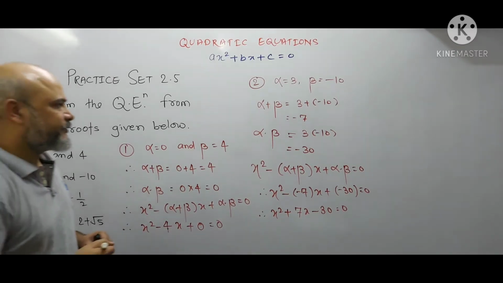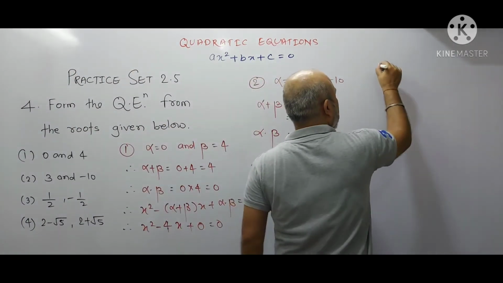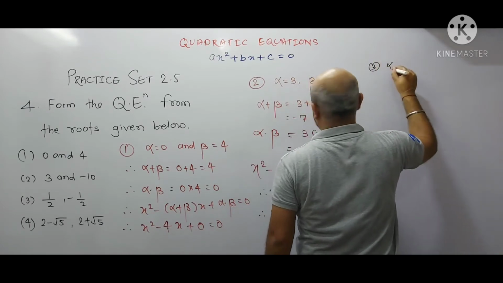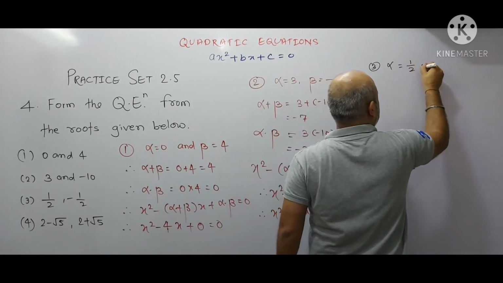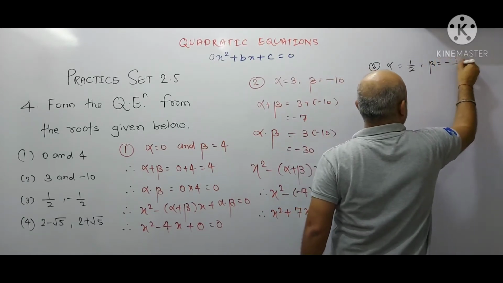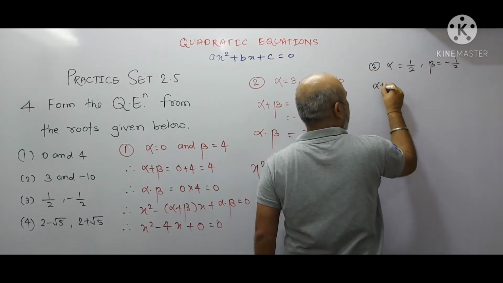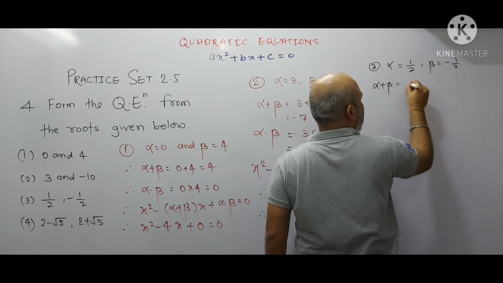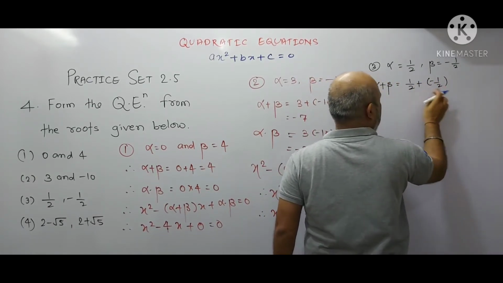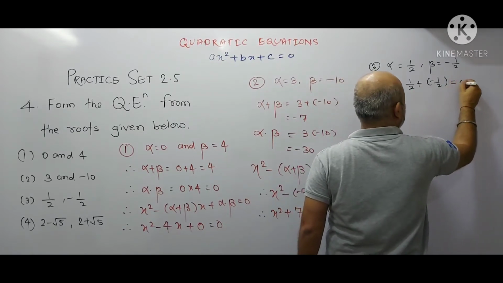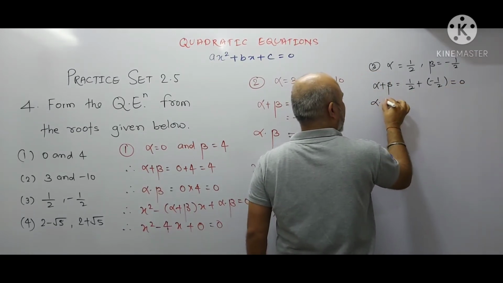For the third one, what is alpha? Alpha is 1 by 2 and beta is minus 1 by 2. So first we will find the value of alpha plus beta. So alpha plus beta is what? 1 by 2 plus minus 1 by 2. So addition of these two will be what? 0.